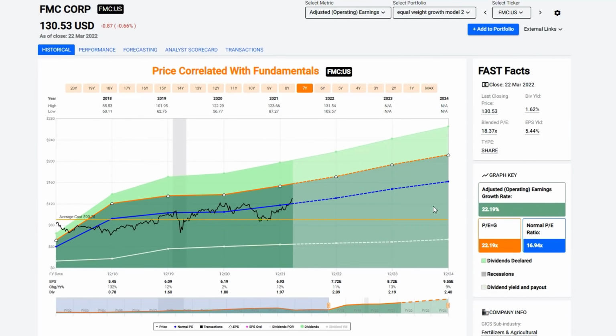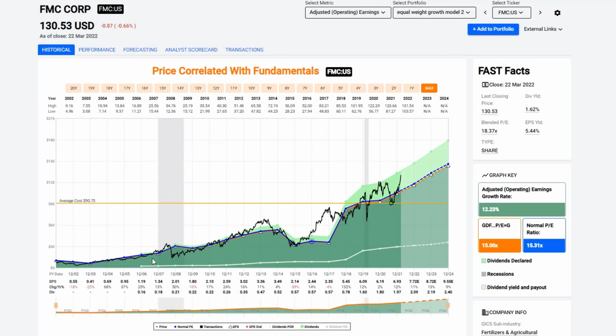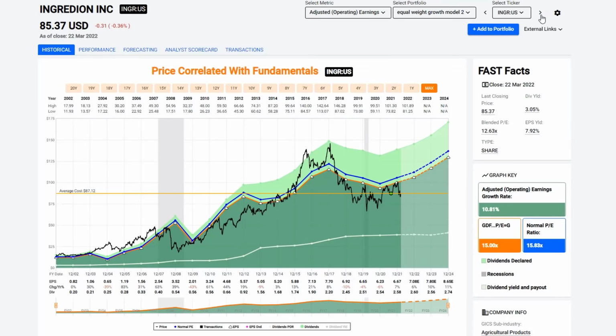FMC Corporation, what we've gotten here with this one, if we take a long-term view, first of all, we've had nice correlation of price and earnings. We had this stock undervalued. It's now risen sharply, so we're getting good capital appreciation.